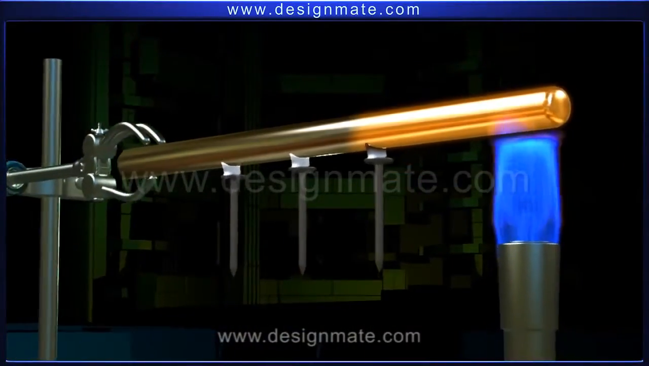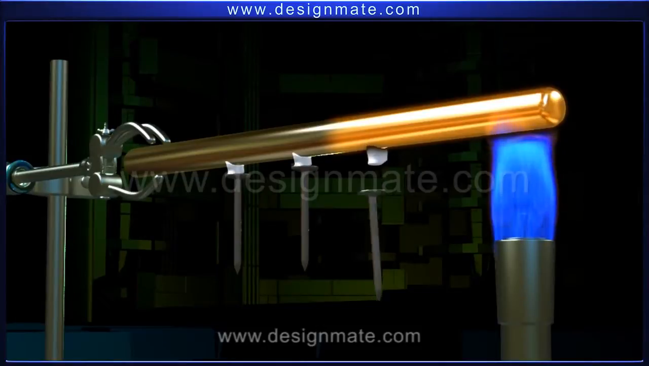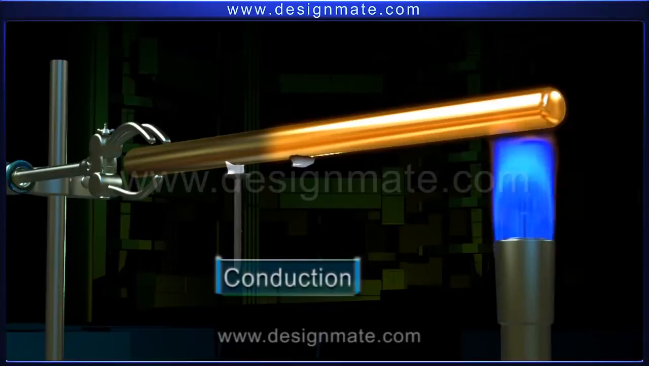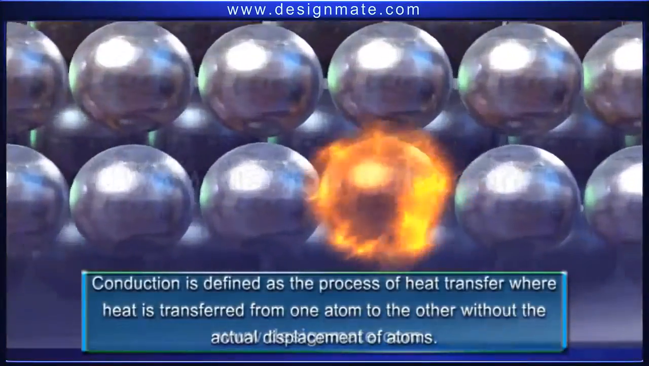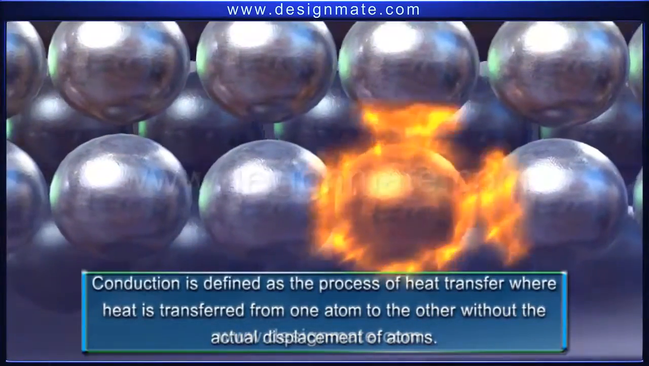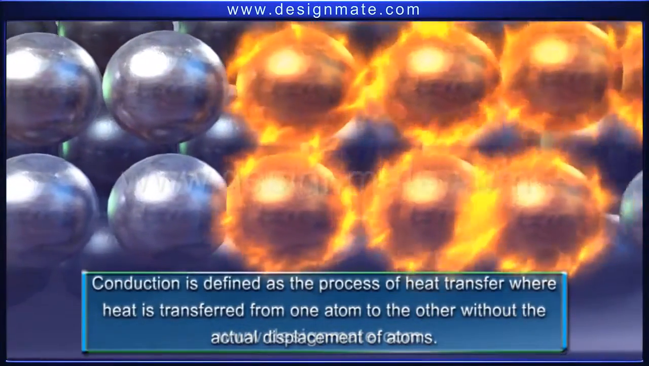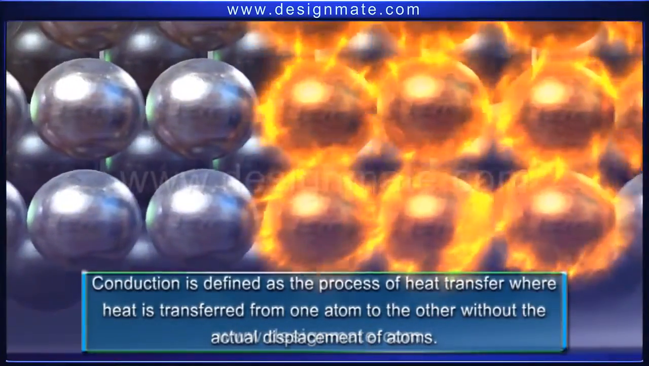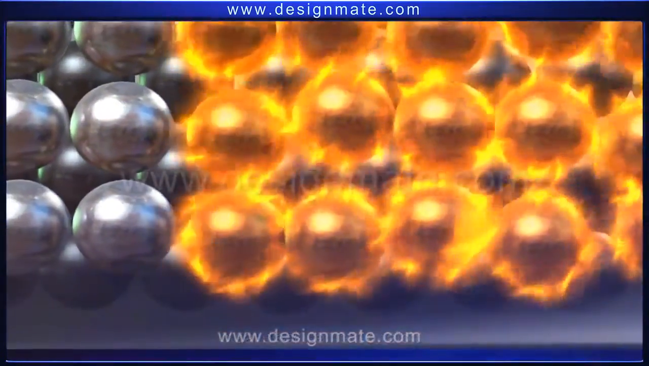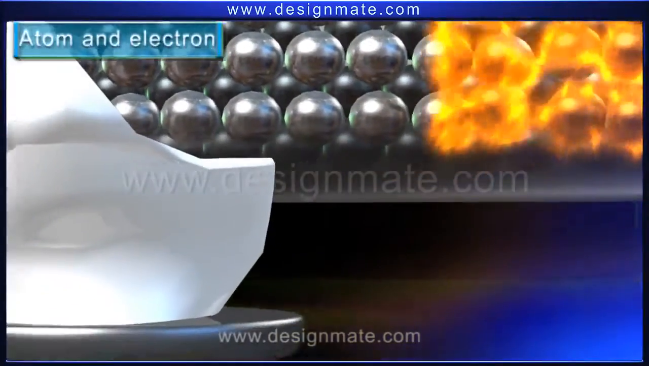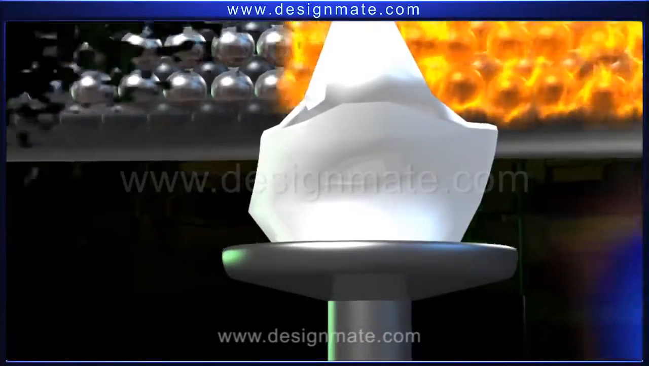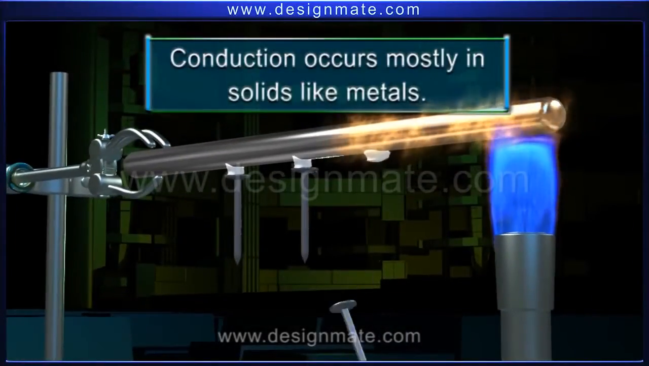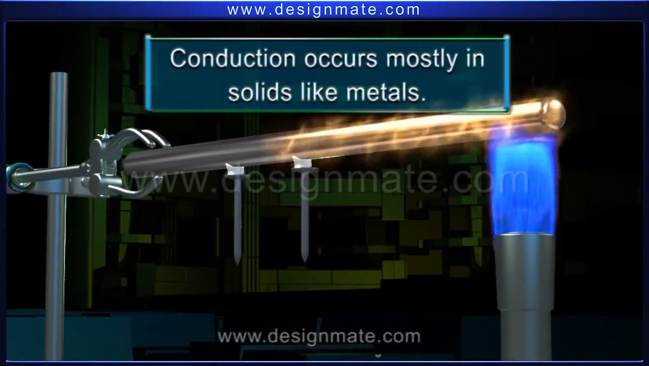As the heat continues to get transferred through the rod, the nail falls off. In this way, heat gets transferred through the rod. This type of heat transfer is called conduction. Hence, conduction is defined as the process of heat transfer, where heat is transferred from one atom to the other without the actual displacement of atoms. Hence, when conduction happens, two characters come into play: atoms or molecules and electrons. Conduction occurs mostly in solids like metals.